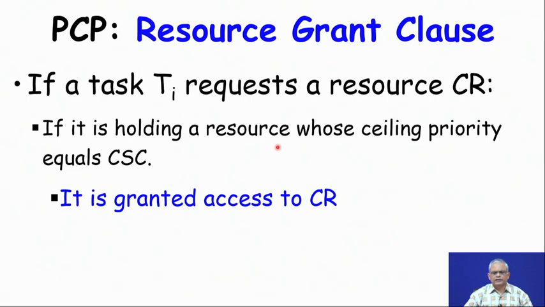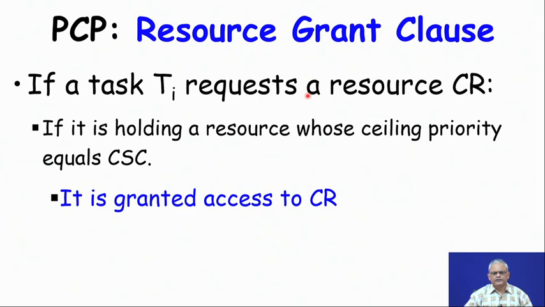So, in the resource grant clause, for a task requesting a resource, if it is holding a resource whose ceiling priority is equal to CSC, then it is granted access to CR. So, there are two clauses here. The first is, if the priority of the task is greater than the ceiling priority, it is granted the resource, and the current system ceiling becomes equal to the ceiling associated with the resource.